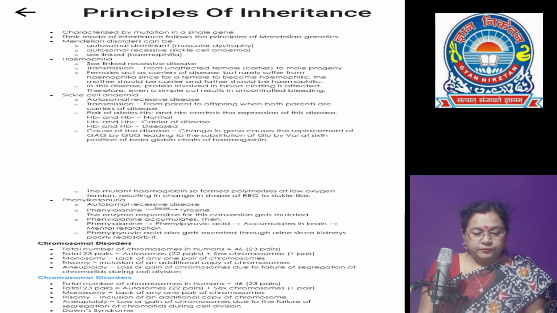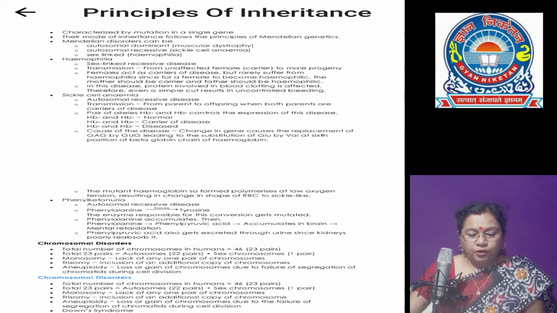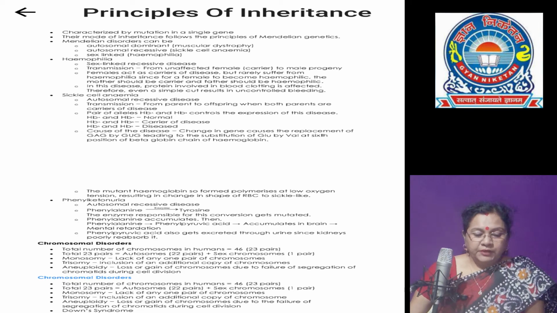Next type of Mendelian disorder is phenylketonuria. This is an inborn disease and it is an autosomal recessive trait. The affected individual lacks the enzyme called phenylalanine hydroxylase, that converts the amino acid phenylalanine into tyrosine in the liver.